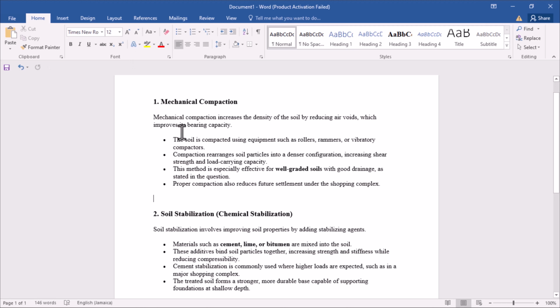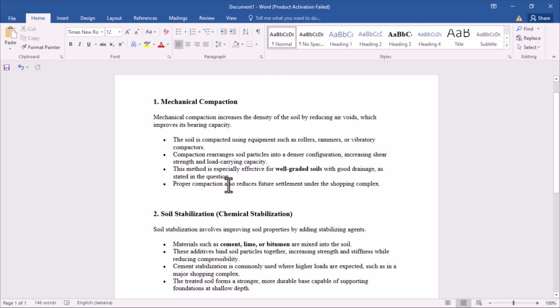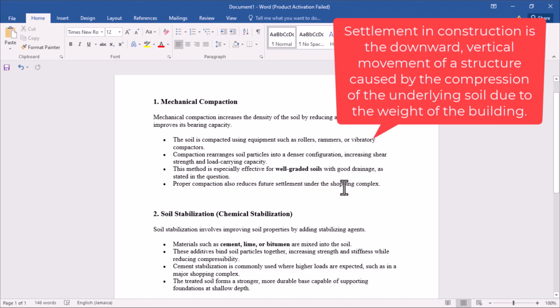It says here that the soil is compacted using equipment such as rollers, rammers, or vibratory compactors. It says compaction rearranges the soil particles into a denser configuration. So as I said, because the soil is more compact, then that makes it stronger. Now this is the important part here. It says this method is especially effective for well graded soils, and that is important because in our question it says that the soil is well graded to provide for suitable drainage, and then it says proper compaction also reduces future settlement under the shopping complex. So this is one method that would improve our soil.